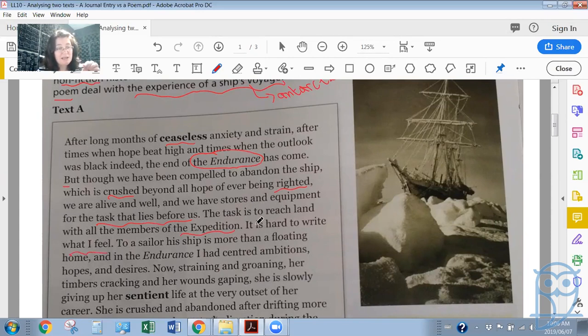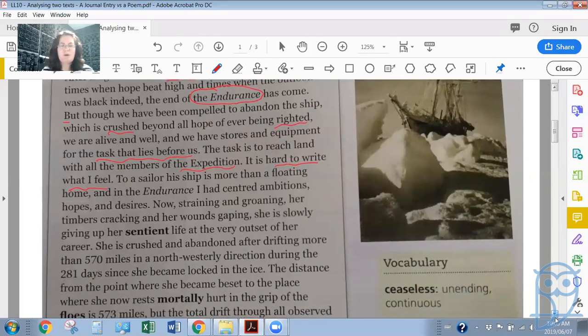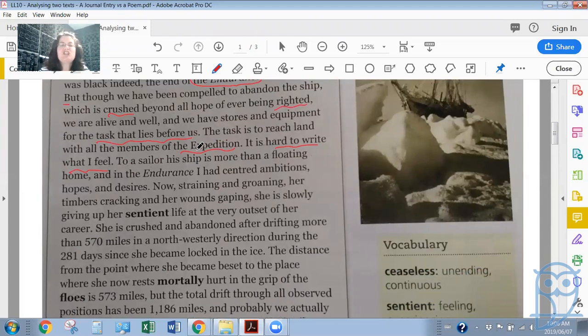It is hard to write what I feel. Remember, this is a journal extract, so the person is being reflective. This is actually Ernest Shackleton, the famous explorer. He is trying to write what he's feeling in his journal to capture everything, but it's hard for him to do so. And why is this so? Well, to a sailor, his ship is more than a floating home. And in the Endurance, I had centered ambitions, hopes, and desires. Okay, so in other words, it's almost as if that forward movement of the ship allowed him to realize his ambitions, his hopes, and his desires.